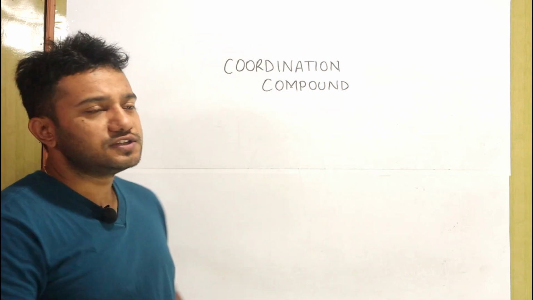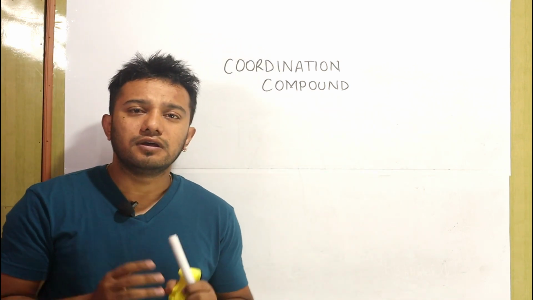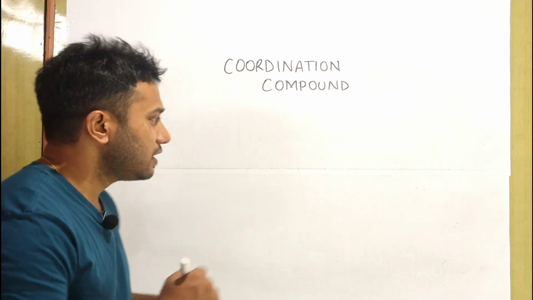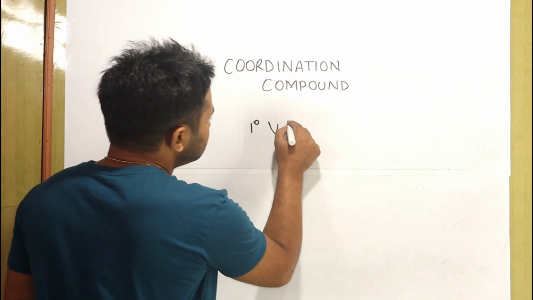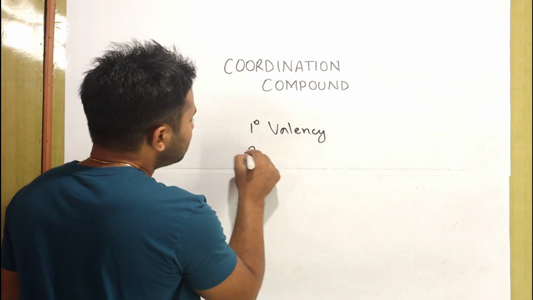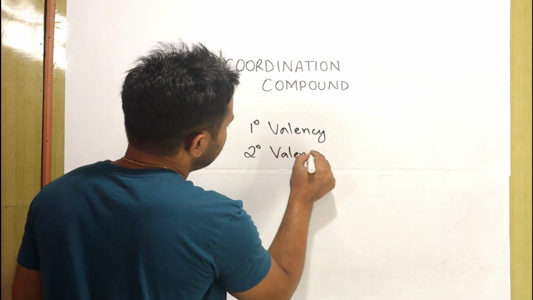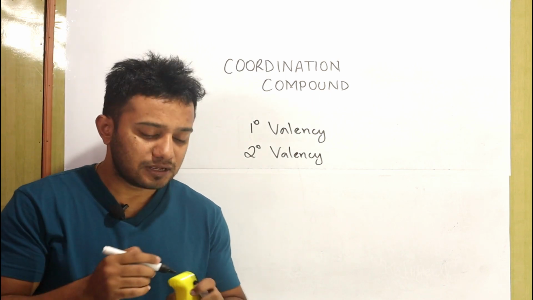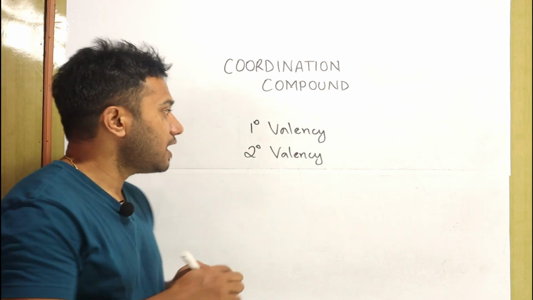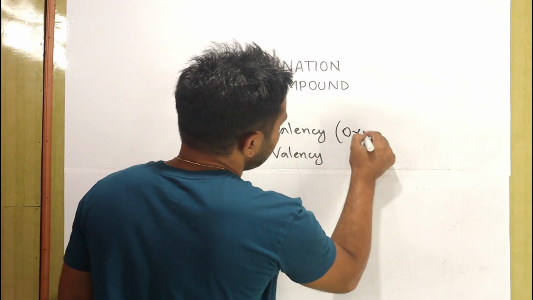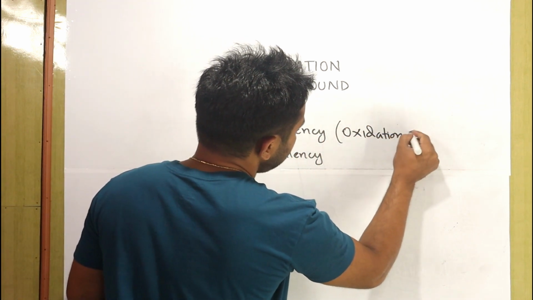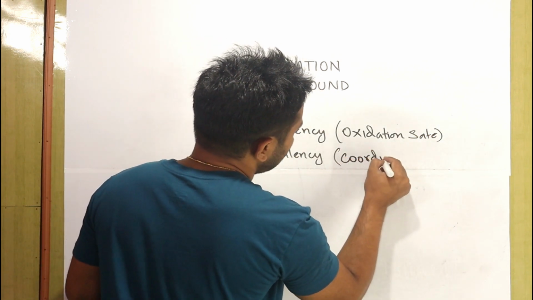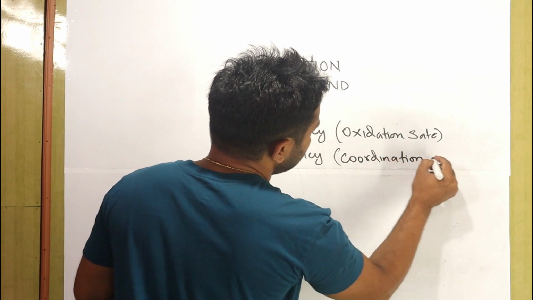In his first postulate, he says that metal ions exhibit two types of valency, that is primary valency and secondary valency. Primary valency is also known as the oxidation state of the metal ion, and secondary valency is known as the coordination number.